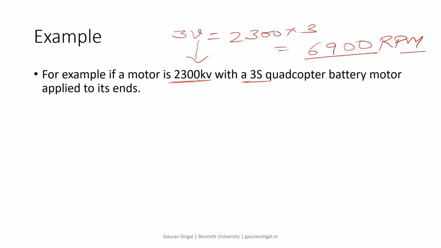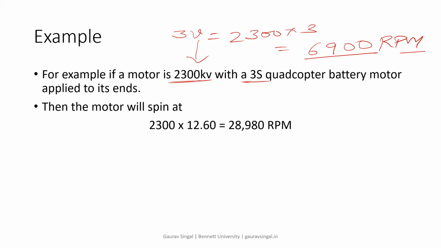But I'm just telling you one example. This example is different; it is basically telling you the efficiency of the motor. For example, if a 2300 kV motor has a 3S quadcopter battery applied to it, then the motor will spin at 2300 into 12.60, which is 28,980 RPM.